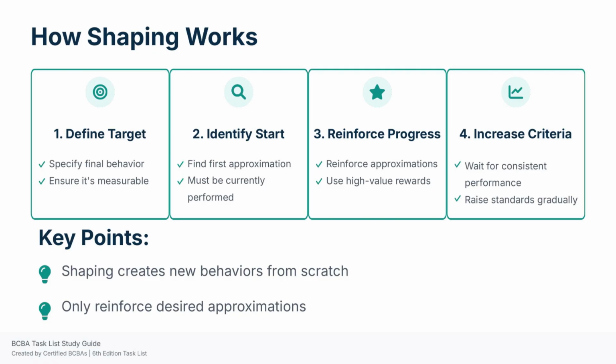The shaping process can be understood as a sequence of clear teaching decisions. First, we define the terminal behavior, which is the final response we want the learner to achieve. That response should be observable, measurable, and socially meaningful. Second, we identify a starting point, which means the learner's current behavior that is closest to the target. Third, we reinforce that approximation consistently. Then, once it becomes stable, we shift reinforcement to a slightly closer approximation. This process continues until the final target behavior is reached.